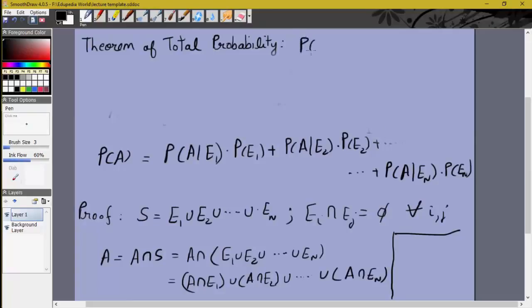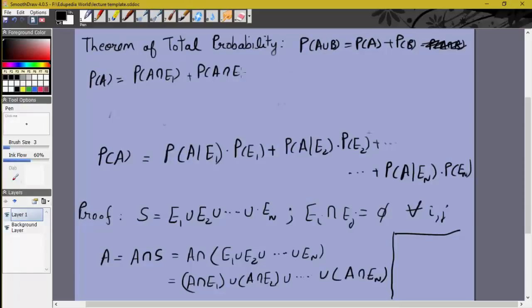Right, we know P of A union B is equal to P of A plus P of B. Actually there is minus P of A intersection B as well, but if A and B are disjoint, then this term is 0. So P of A union B is equal to P of A plus P of B, and we will use that on all of them. So what we get is P of A is equal to the sum of all of these: P of A intersection E1 plus P of A intersection E2 plus dot dot dot plus P of A intersection En.